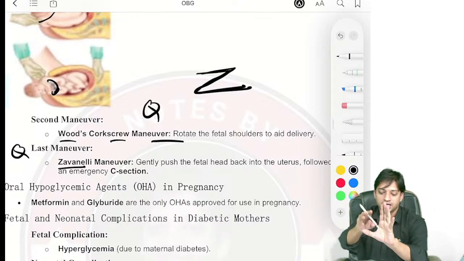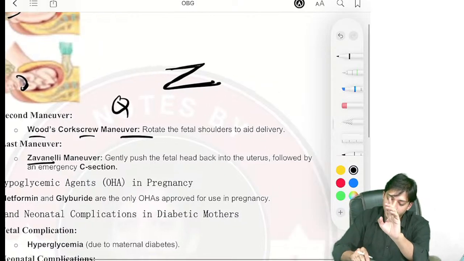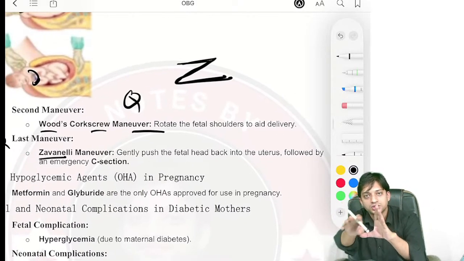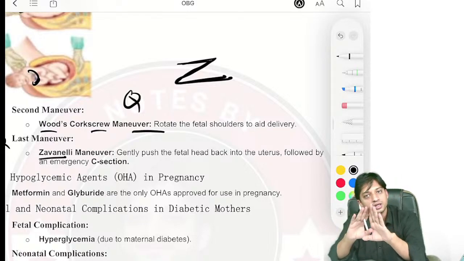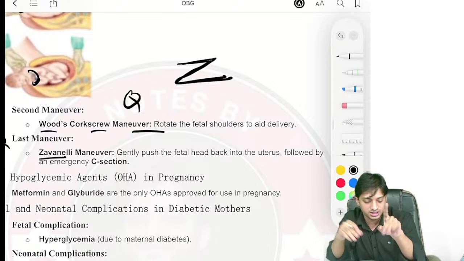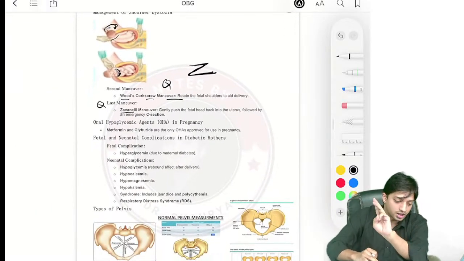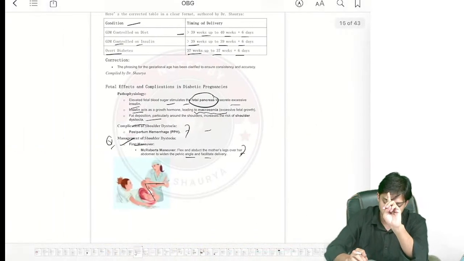I mean to say, gently push the fetal head back into the uterus, and once you push the fetus into the uterus, then you can go for emergency C-section. This is the Zavanelli maneuver, I hope now you can understand. So three maneuvers, repeat after me guys, because this is very important.